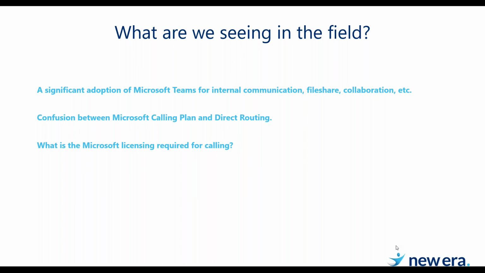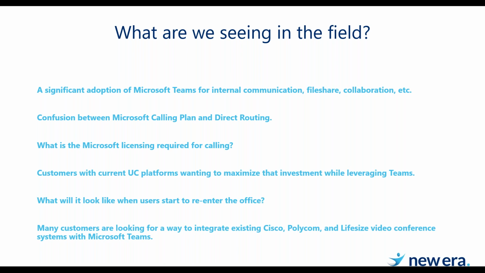Number one, a huge adoption of Microsoft Teams for internal communications and collaboration. I think we know that. Confusion between Microsoft calling and direct routing. Dan will talk about that at length, I'm sure. Another one, what is the licensing required if I want to enable Microsoft calling plans? A big one, a lot of customers have current UC platforms. How can we maximize that investment while still leveraging the Teams functionality we're looking for?